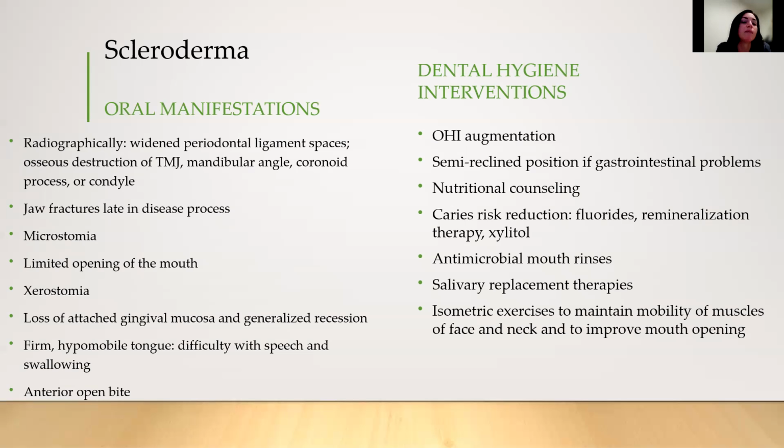Interventions: we might need to augment oral hygiene instruction, and use a semi-reclined position. If they're having gastrointestinal problems, they might not want to be reclined all the way back. Nutritional counseling, because they're going to have difficulty eating, perhaps eating softer foods that could be more cariogenic. Antimicrobial mouth rinses, salivary replacements if they're having xerostomia, and isometric exercises to maintain mobility of the muscles of the face and neck to help improve opening of their mouth.